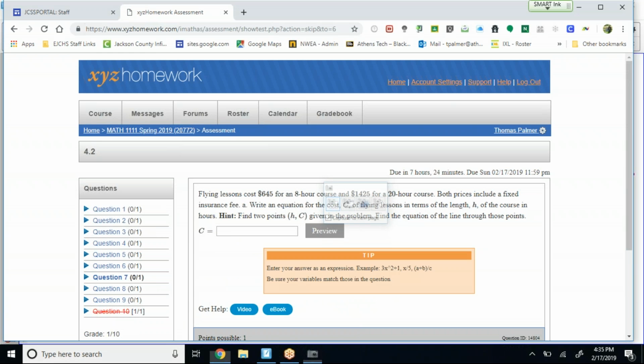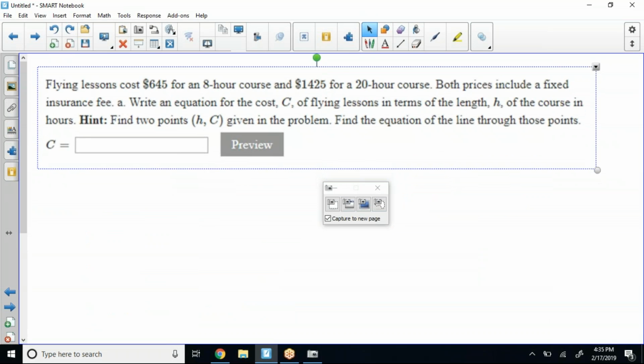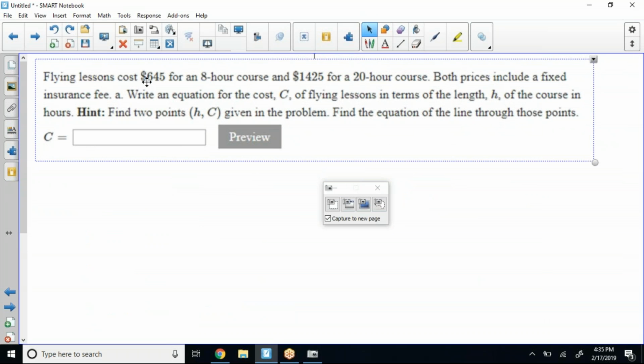What you have is this. You have two ordered pairs here. You've got to make sure you understand you have two ordered pairs because they gave you two different scenarios. Flying lessons cost $646 for 8 hours and $1,425 for a 20-hour course. Both prices include a fixed insurance fee. So write an equation for the cost of flying lessons in terms of the length, H, in hours. Find the 2 points, H comma C, given the problem, and then write the equation through those 2 points.